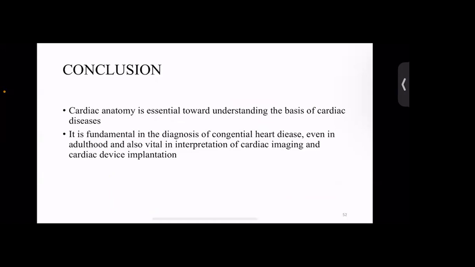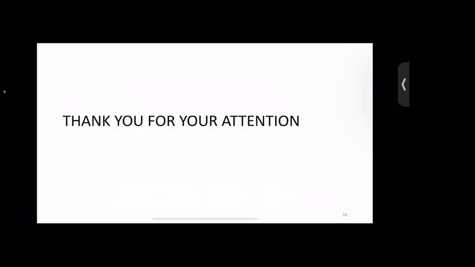So cardiac anatomy, so that's the end. So the cardiac anatomy is essential towards understanding the basis of cardiac diseases, is fundamental in the diagnosis of congenital heart disease, even in adulthood, and also vital in the interpretation of cardiac imaging and cardiac devices.